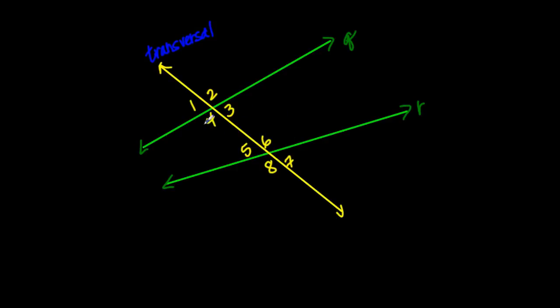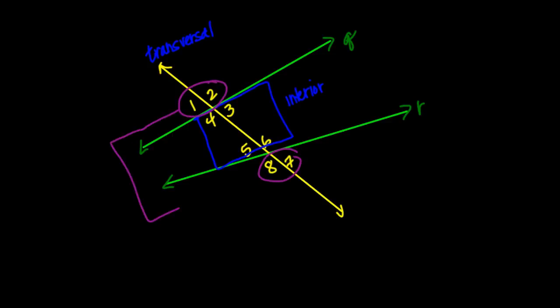All right, so these four angles, do you see that they're in between Q and R? These are called interior. They are inside Q and R, the two lines that are coplanar. The angles on the outside of Q and R are called exterior angles. So I have interior angles inside Q and R, and I have exterior angles outside of Q and R.